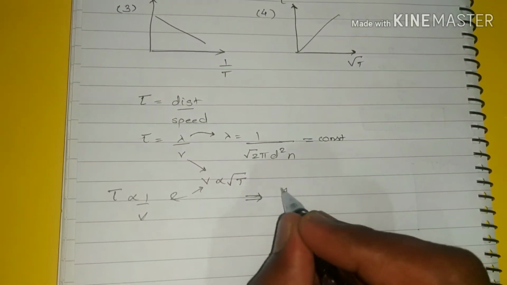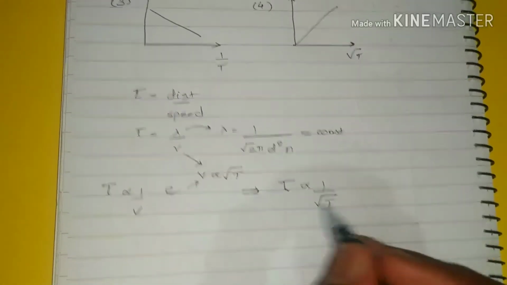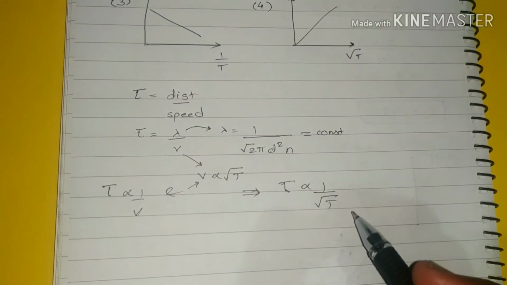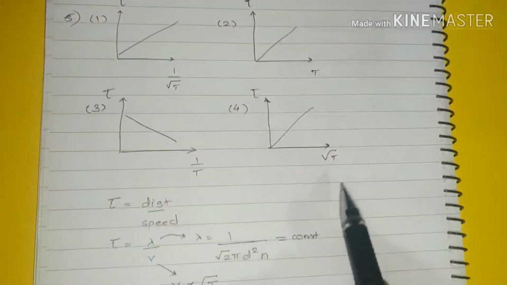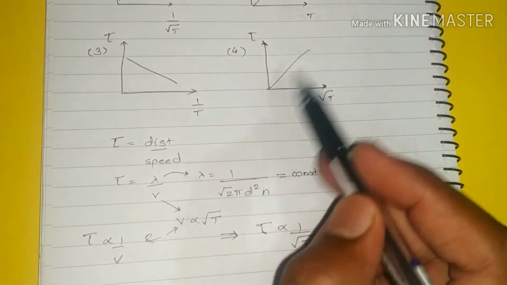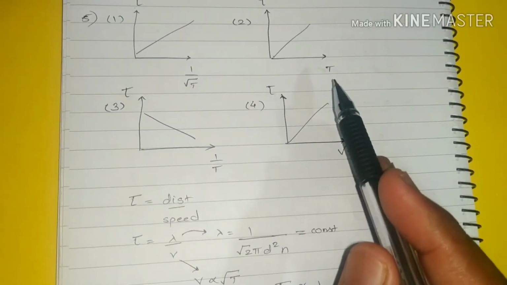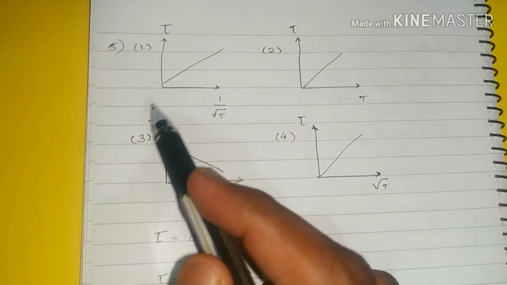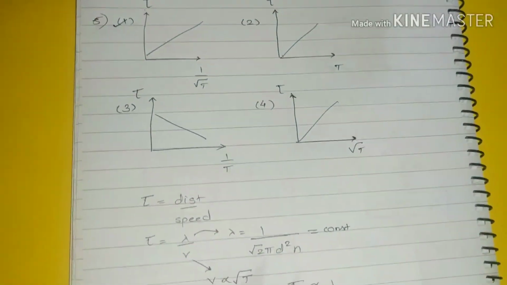tau is inversely proportional to root of T, or I can also say that tau is directly proportional to 1 by root of T. Now comparing all four graphs, speaking about root of T, we know that tau is inversely proportional to root of T. Here they have shown directly proportional, so this is not the correct option. They have T, not root of T. Let us ignore them. Coming over here, we know that tau is directly proportional to 1 by root of T. Yes, tau is directly proportional to 1 by root of T. That means this option, the first option, is our correct answer.